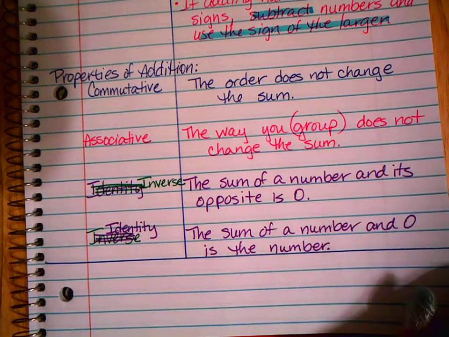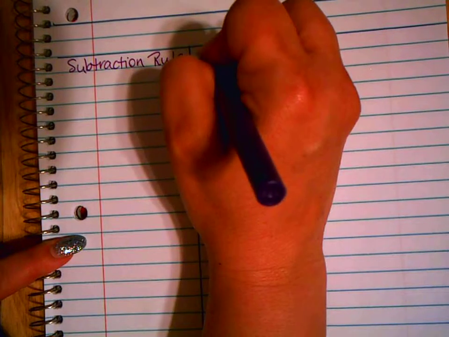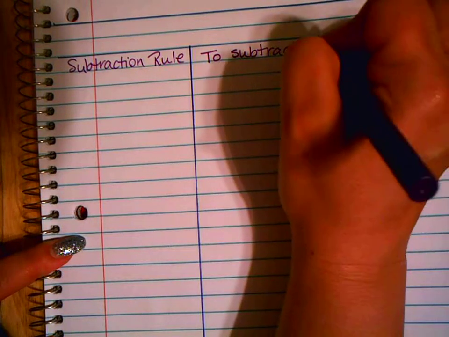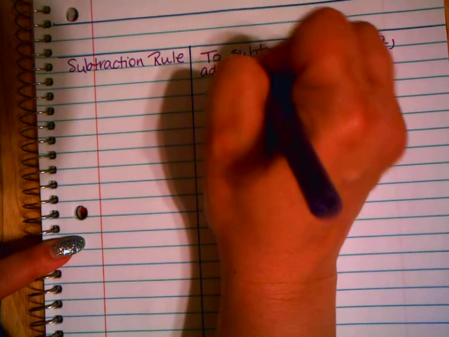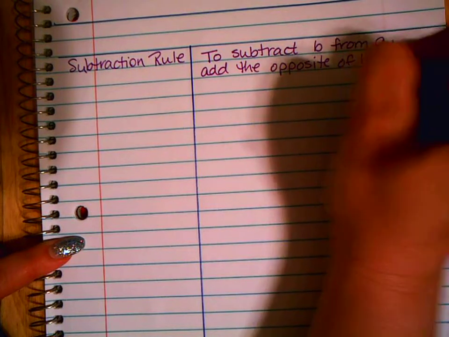It is now time to turn the page. Later, I'm going to ask you to go back and put the title here. You don't have to repeat the essential question though. Let's just keep going. I need to add in the subtraction rule. And that is to subtract B from A, you add the opposite of B to A.